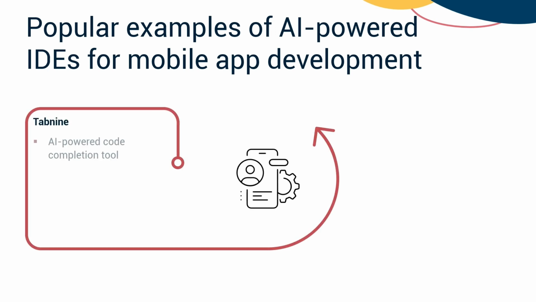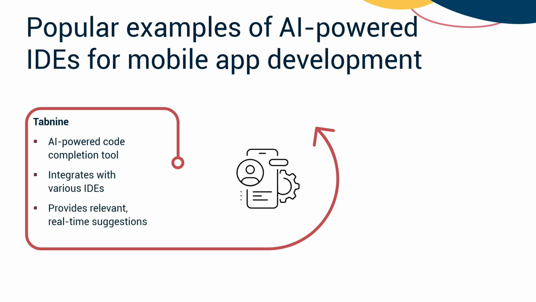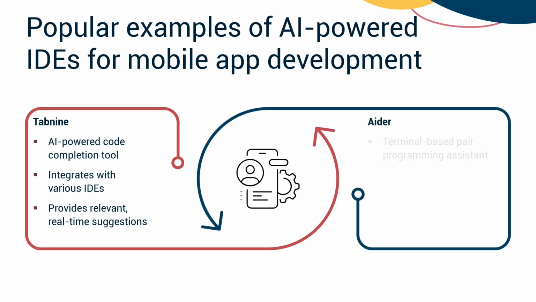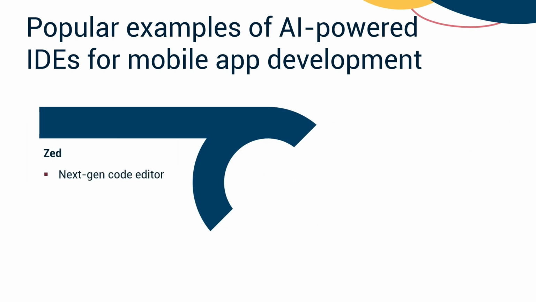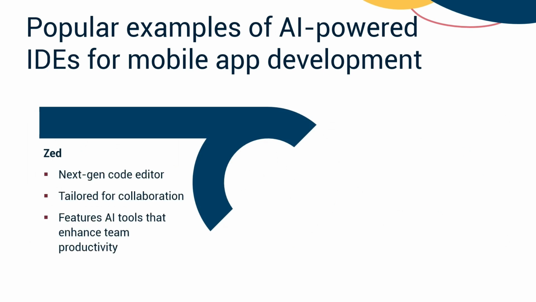Tabnine is an AI-powered code completion tool that integrates with various IDEs, providing relevant real-time suggestions based on context. Aider is a terminal-based pair programming assistant that works alongside traditional IDEs, offering coding support as developers work. Zed is a next-gen code editor tailored for collaboration. Zed features AI tools that enhance team productivity in mobile app development.